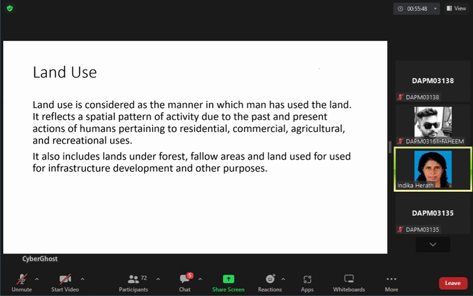So there are some definitions that we have to use. Some of you may have already heard a word called land use. මේ දෙක වචන දෙකක් වුණාට land use කියලා අපි use කරනවා එක term එක. So we use a term called land use. Land use is considered as the manner in which man has used the land.